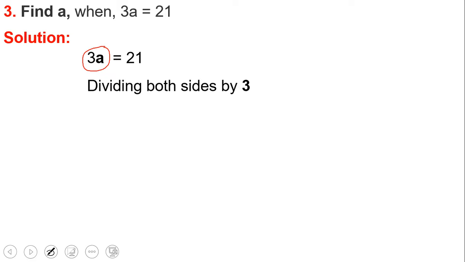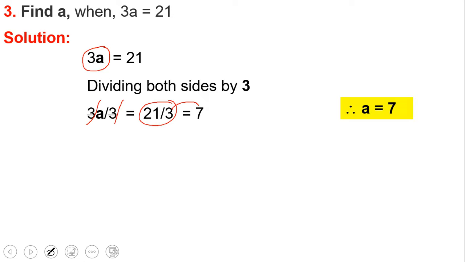So 3a divided by 3 equals 21 divided by 3. 21 divided by 3 is 7. It is equal to 7. Okay, and the 3 gets cancelled. So what is left? a is equal to 7. Okay, now let us see the example for division.